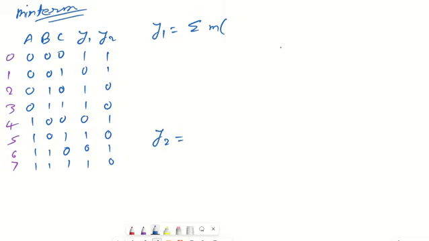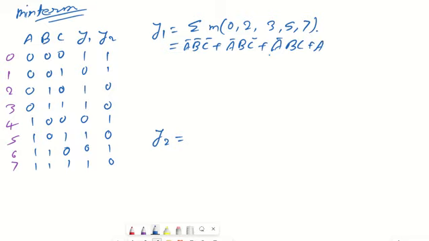So I can write it as the summation of min terms of 0, 2, 3, 5, and 7. If you want, you can write down the expressions as well. 0 can be written as a bar, b bar, c bar, plus 2 can be written as a bar, b, c bar. From here I am writing very quickly: a bar, b, c plus a, b bar, c plus a, b, c. So this is the complete expression for your min term.